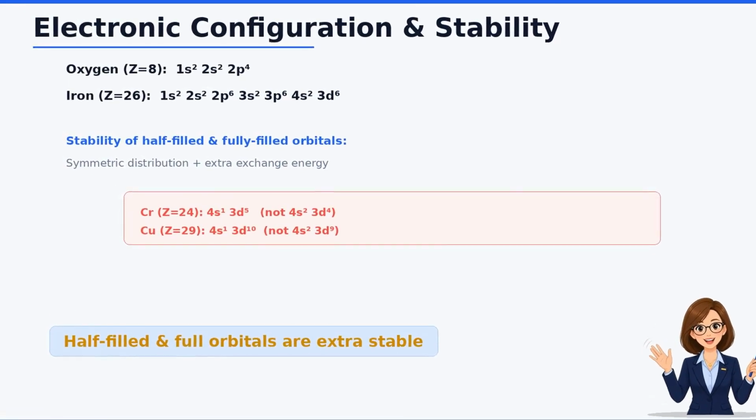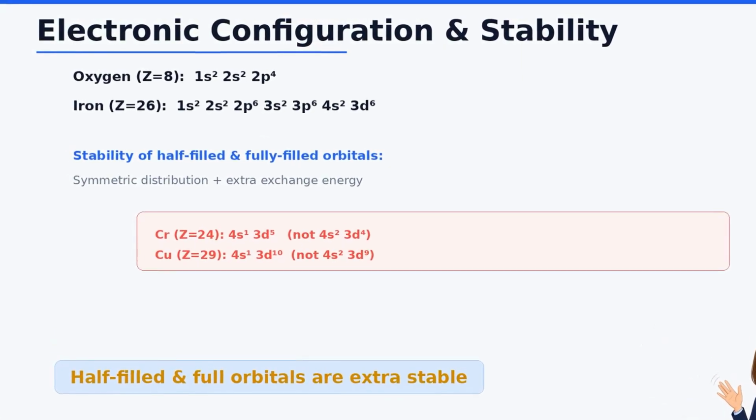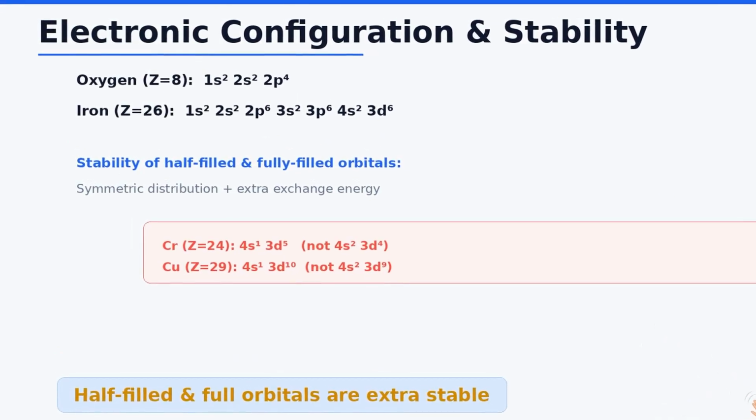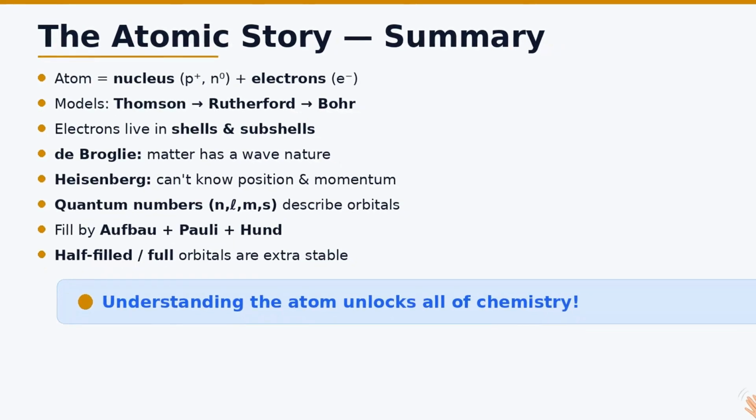Let's write some configurations. Oxygen has 8 electrons, 1s2, 2s2, 2p4. Iron has 26. Now, a special bonus. Half-filled and completely filled orbitals are extra stable. So chromium becomes 4s1, 3d5, and copper becomes 4s1, 3d10. One electron jumps up to make the d subshell half-filled or full. That's why they're special.